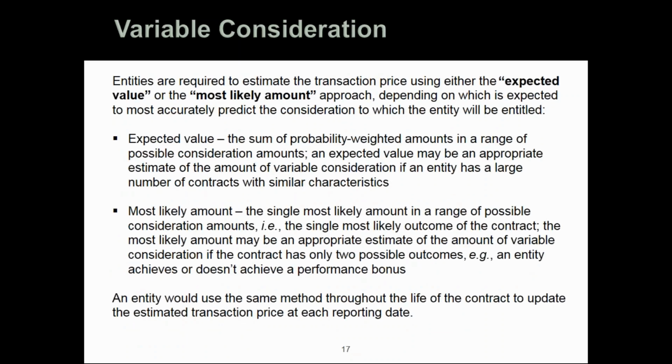So when it comes to variable consideration, there are really two approaches that you may choose to adopt. You've got to do one or the other, and once you've decided which one to use, you've got to stick with it throughout the term of the contract. The first is expected value, and the second is the most likely amount. The expected value is when you've got a range of potential outcomes, and you would calculate essentially a probability weighted value based on those potential outcomes.